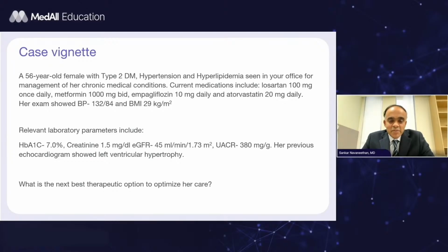Her relevant laboratory parameters include hemoglobin A1C of 7%, a creatinine of 1.5 that approximates an estimated GFR of 45 ml per minute, with a UACR of 380 milligram per gram. Her previous echo showed left ventricular hypertrophy. What is the next best therapeutic option to optimize her care?